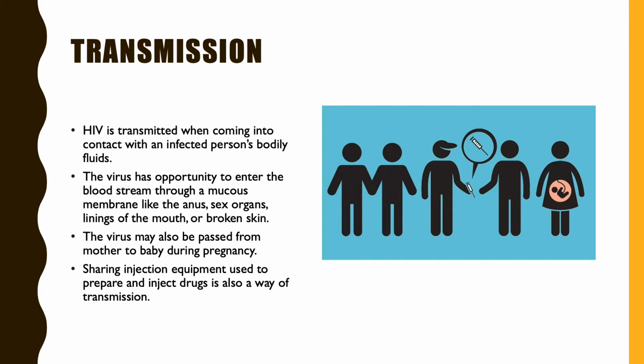Sex without a condom presents a big risk to come into contact with HIV. The virus may also be passed from mother to baby during pregnancy. HIV can be passed from mother to baby through the mother's blood during pregnancy or through the process of childbirth and through her breast milk when breastfeeding. It is possible to acquire HIV through a blood transfusion and an organ or tissue transplant, but the risk for this is small because most countries now will test blood products for HIV beforehand. Sharing injection equipment used to prepare and inject drugs is also a big way of transmission.